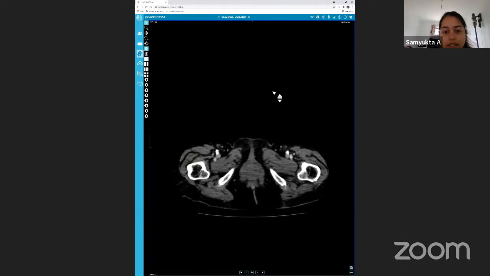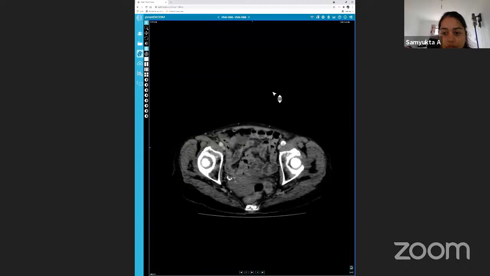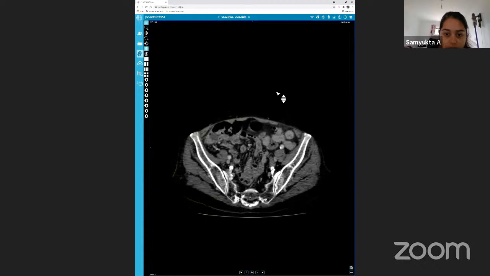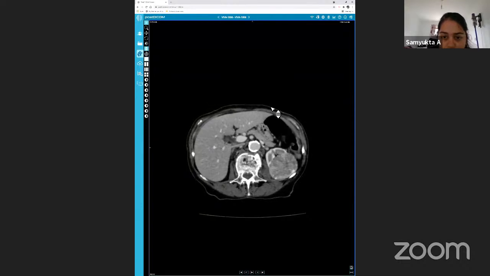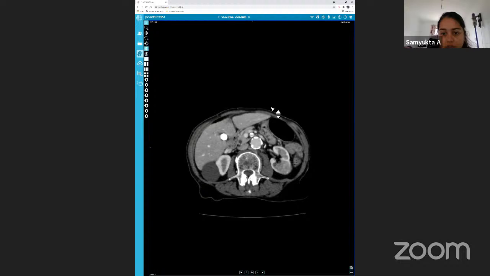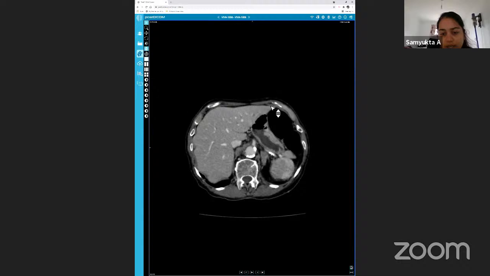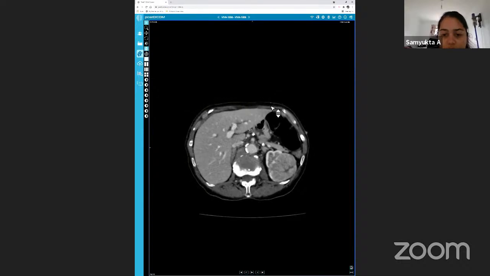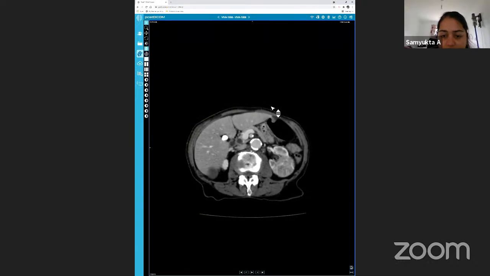There was an abnormality in the kidney region. So I'm just going to go back and focus on that. So there's a large exophytic mass arising from the left kidney, which is enhancing heterogeneously.